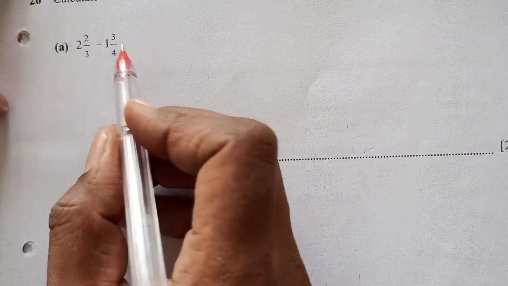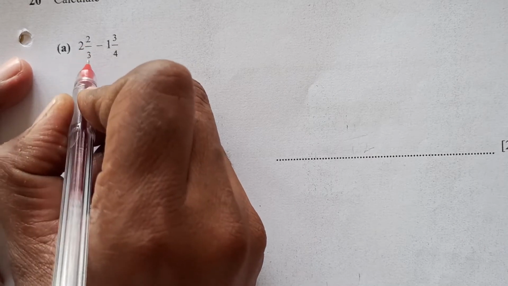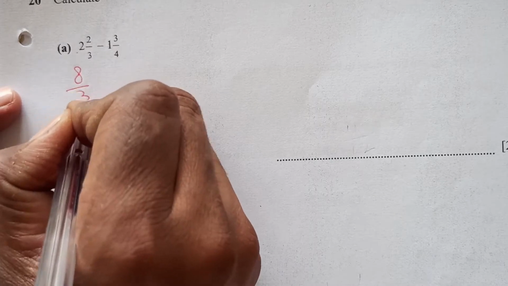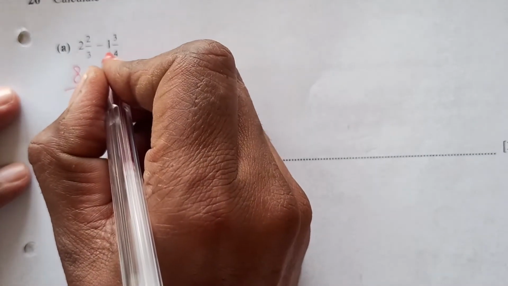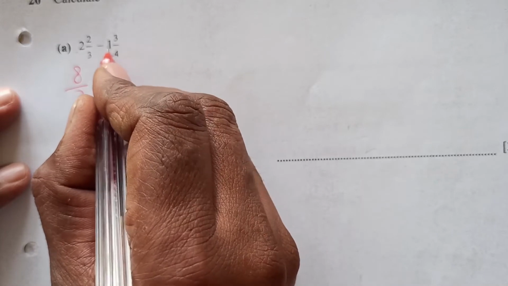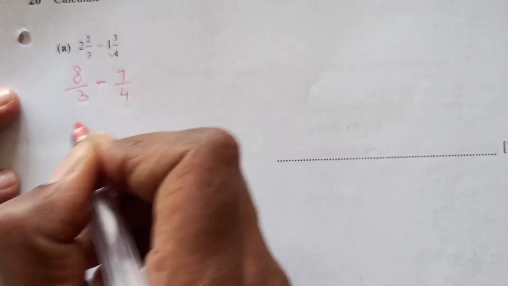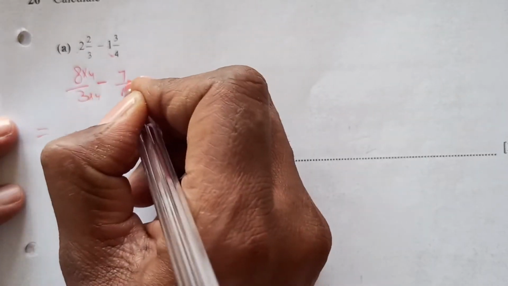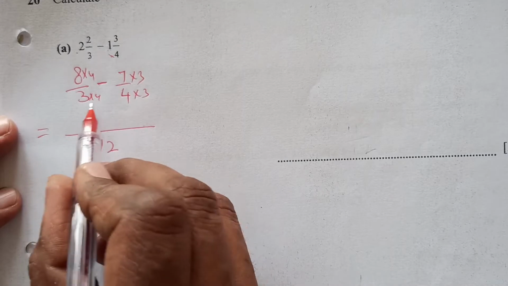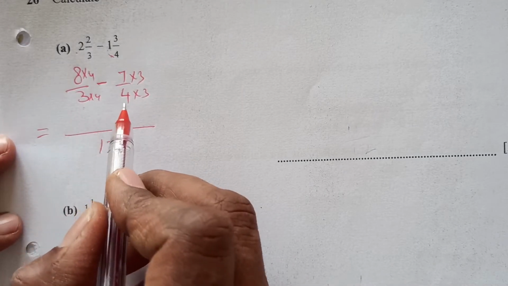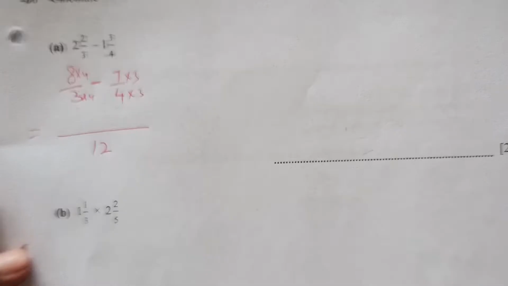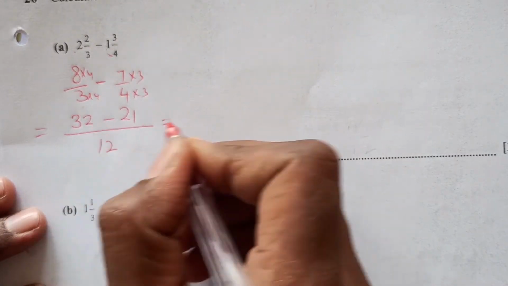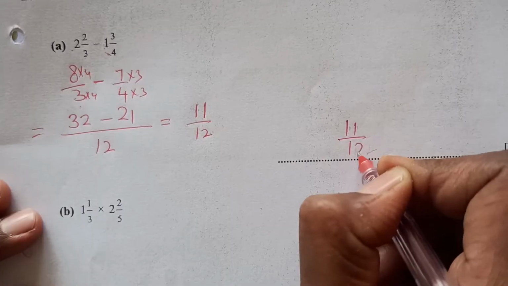Here we have another question from fractions. 3 times 2, 6, break up this one. 3 times 2 is 6, plus 2 is 8 over 3, minus 4 times 1 is 4, plus 3, 7 over 4. Now the LCM is 12. So multiply by 4 and by 3 to make the denominators the same. The denominator is 12 now, right? So now we have 8 times 4 is 32, minus 21, 11.